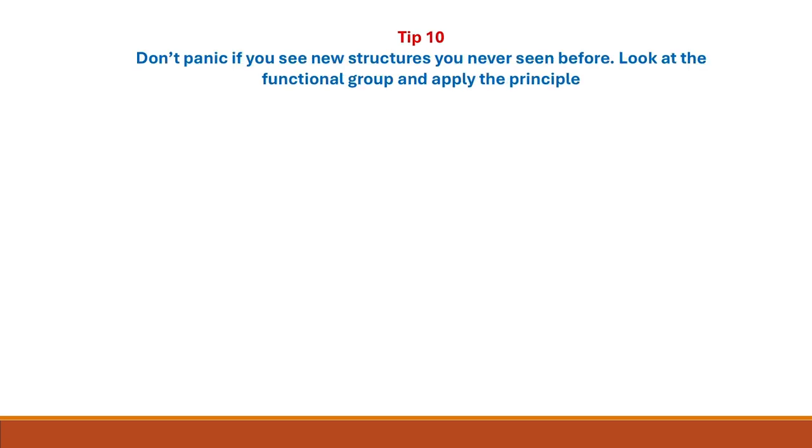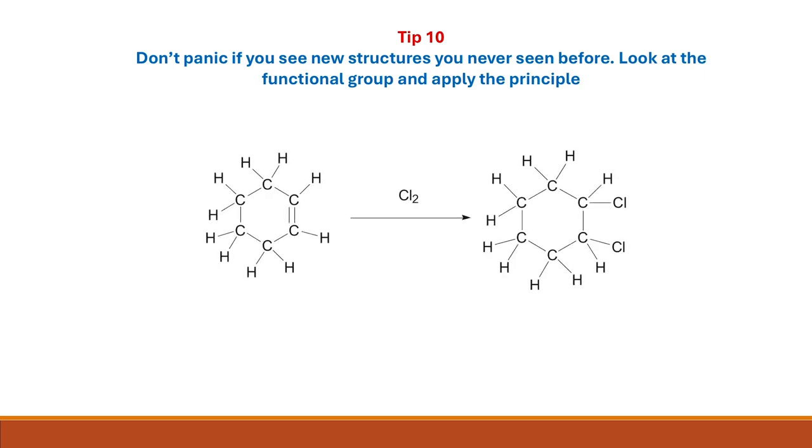Tip number 10, don't panic if you see a new structure, especially in the organic chemistry section. If you see a new structure you've never seen before, you don't need to panic. Just look at the functional group and then apply the principle you've learned. So this was a past exam question, where they give you a cyclic alkene structure like this one, and they ask you to draw the product when it reacts with chlorine.